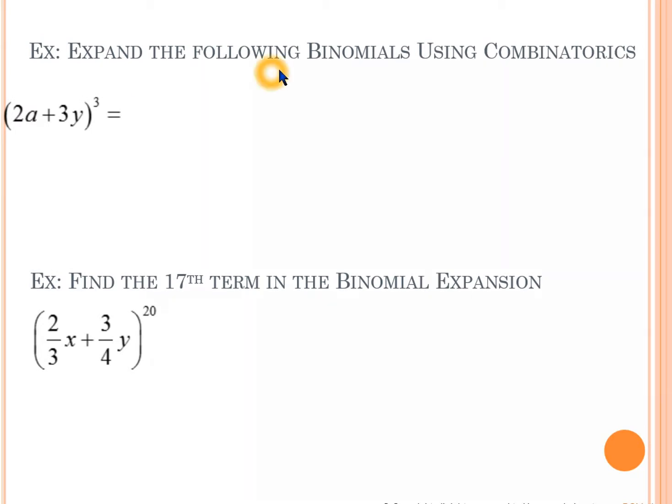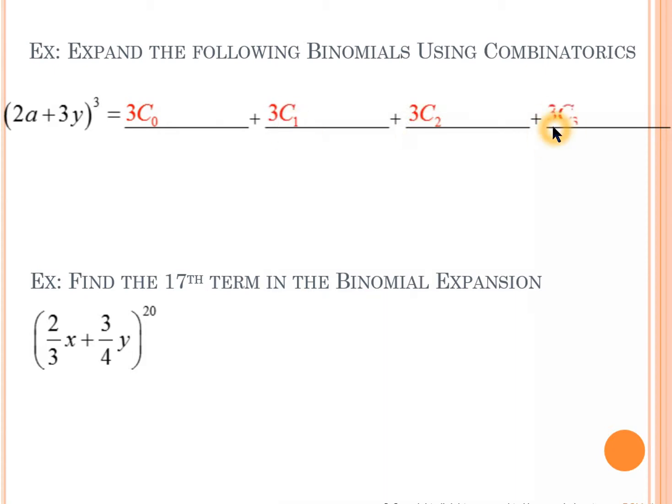All right, let's expand the following binomials using combinations. I have 2a plus 3y to the power of 3. So I want to expand that now using combinations and not using Pascal's triangle. Since my exponent here is 3, I still have 4 terms: 1, 2, 3, 4. Now the first term here will be 3 choose 0. So this is my 3, so 3 choose 0. And then when we're using combinations, I'll go from 3 choose 0 to 3 choose 1. Then this will be 3 choose 2, and this will be 3 choose 3.